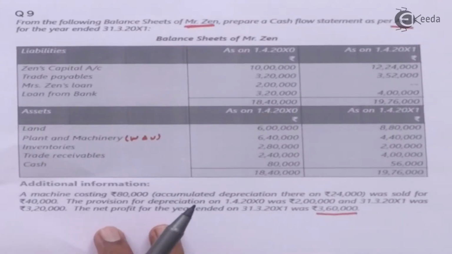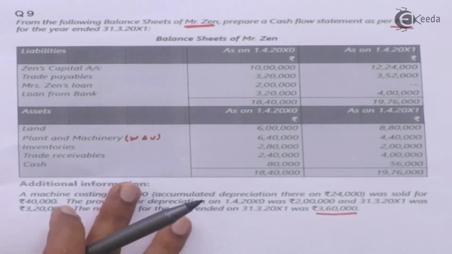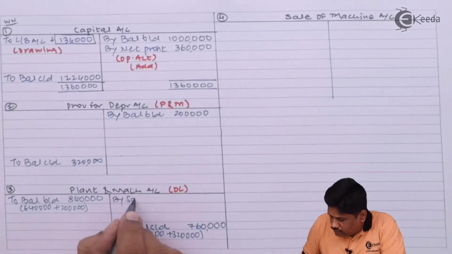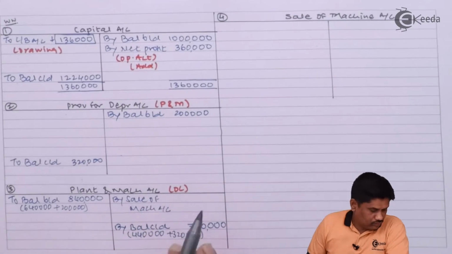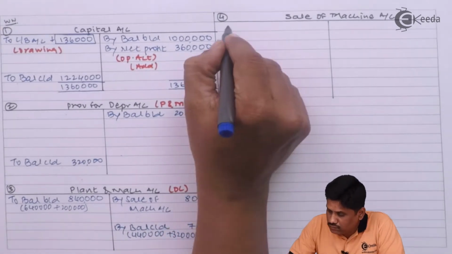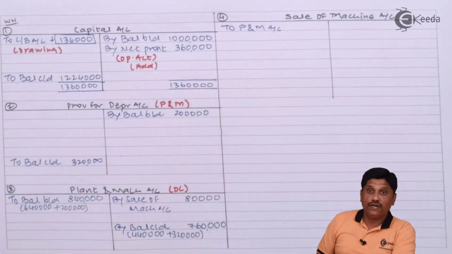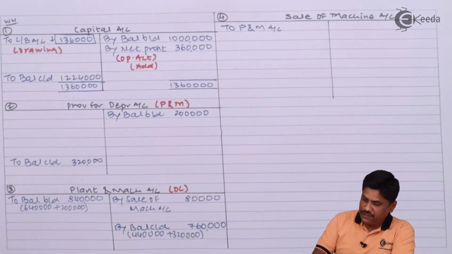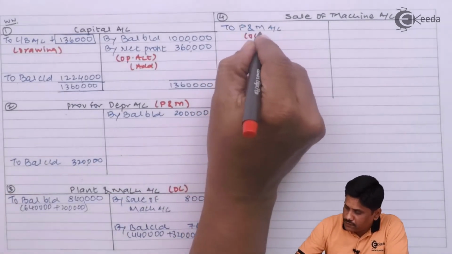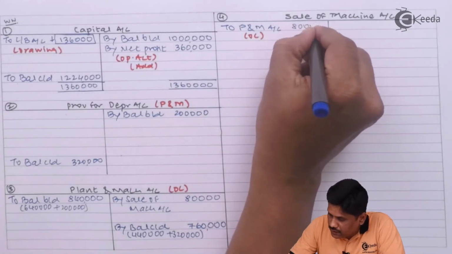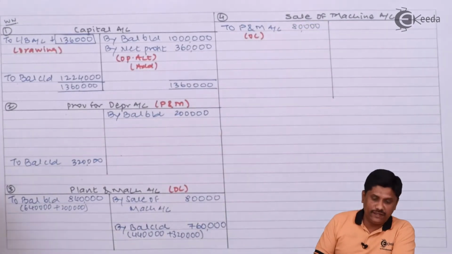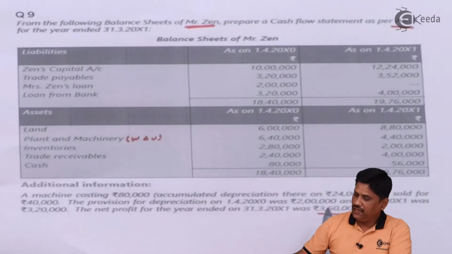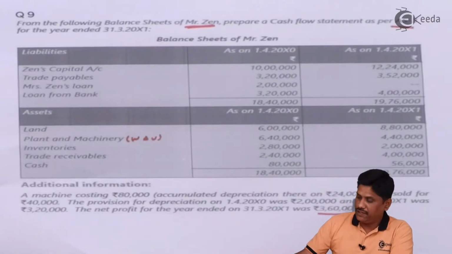Let us see slowly. They have clearly mentioned machinery costing 80,000 was sold. So cost is 80,000. Firstly, it is removed from plant and machinery account and it is placed in sale of machinery account. Sale of machinery account is debited. Plant and machinery account, it is original cost. How much depreciation was provided on it is given in the question. The question clearly says its depreciation is 24,000.